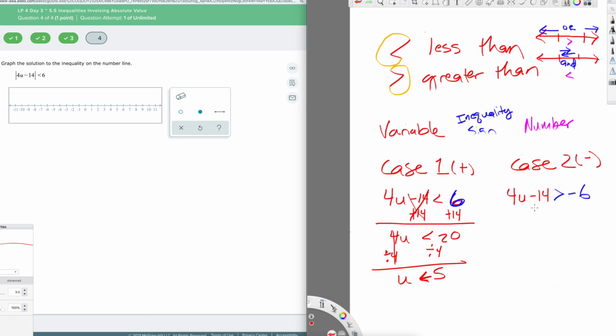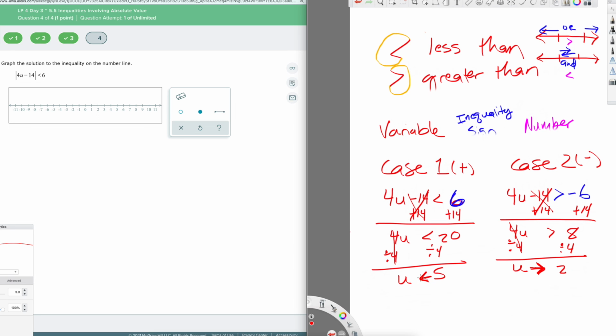I'm going to add 14 to both sides just like I did over here. So it's actually the same steps. It just reacts differently because now I have a negative 6. 14 minus 14 still cancels out. Negative 6 plus 14 gives me 8. So then divide by 4, divide by 4, and 4 divided by 4 cancels, and u is greater than 2, because 8 divided by 4 is 2. So now again I have my inequality sign pointing in the right direction. I want to go there. And they're and statements. They should come together.